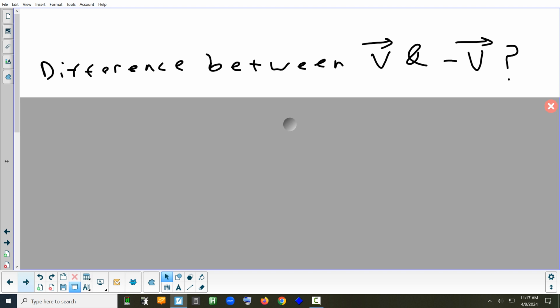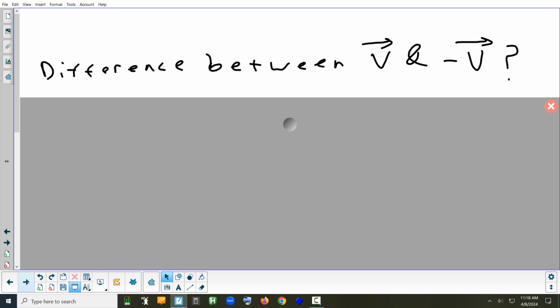All right, so what do you think the difference is between vector v and putting a negative in front of a vector? What do you think a negative does to a vector? Direction. How do you think it would change the direction? Let's say positive v is to the right, so the negative would be to the left. So if positive v was to the right, negative v would be to the left. Can anybody generalize that? The opposite?